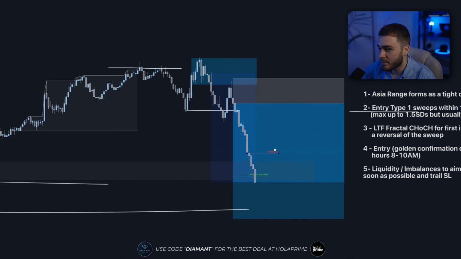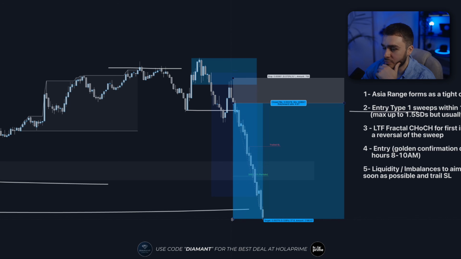I would even possibly push it to this high over here, as we had a tiny bit of a pullback and then a push down. So let's just see how that actually continues. And there we go. Full take profit, literally hit at 5 risk to reward.